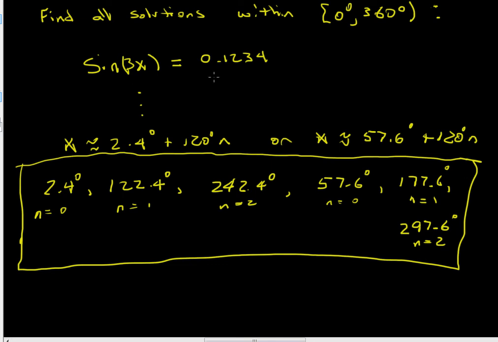And had this been sine 4x equals, or sine 5x and so on, you would end up with twice this number. So here we had 6 solutions. If it was sine 4x equals 0.1234, we would have 2 times 4, or 8 approximate solutions. So there's a process for solving equations, both the single angle and multiple angle.